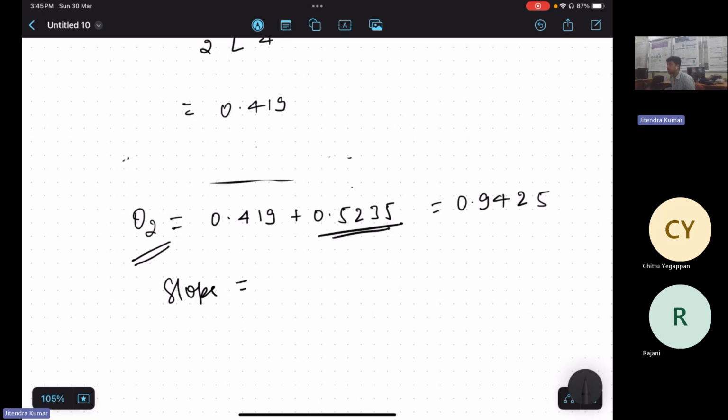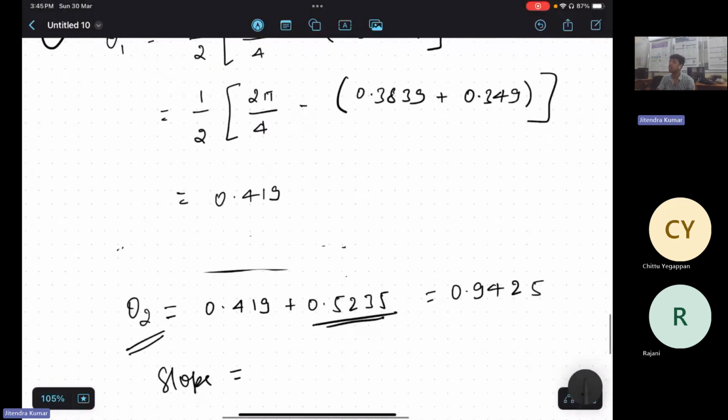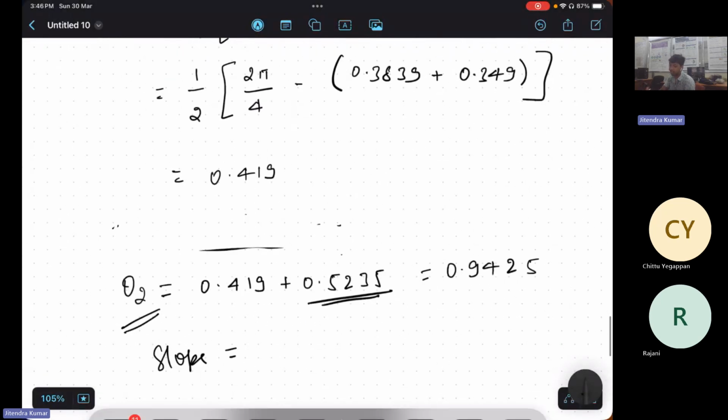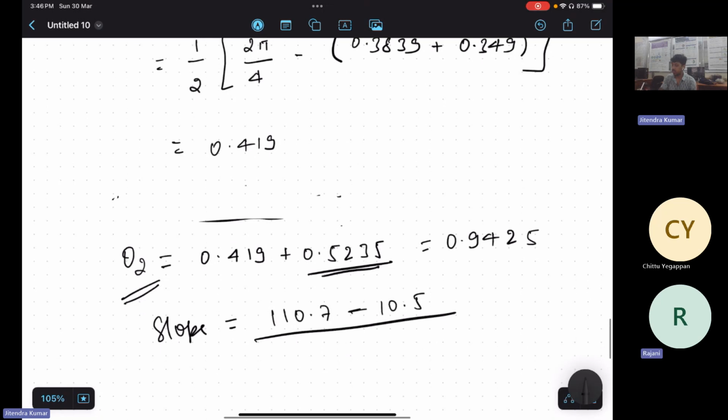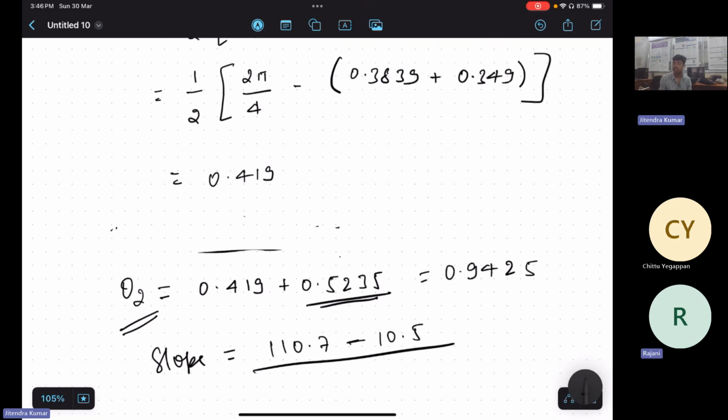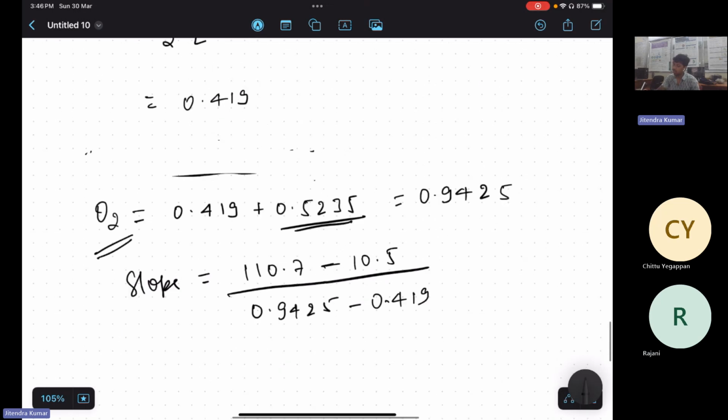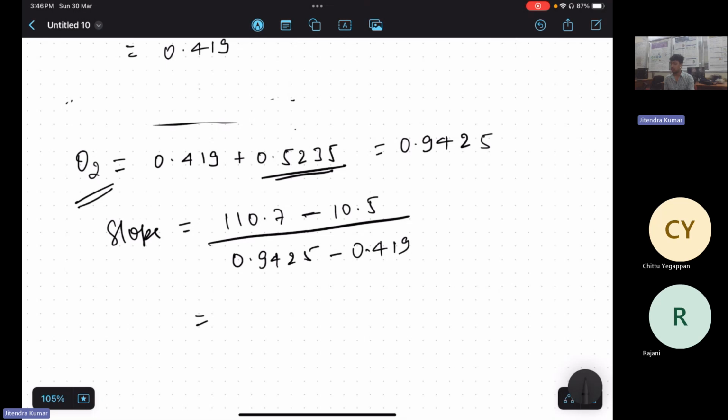Because to calculate torque, half I square dL by d theta. So dL we have been given, right? Aligned and unaligned, here. Aligned is 110.7, unaligned is 10.5, divided by theta 2 minus theta 1. 0.9425 minus 0.419. 0.191, sir. But we converted this one.